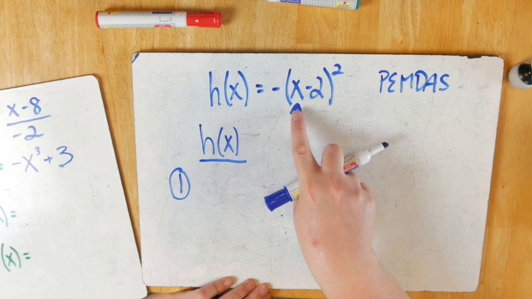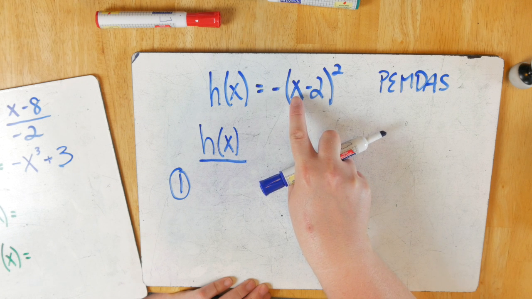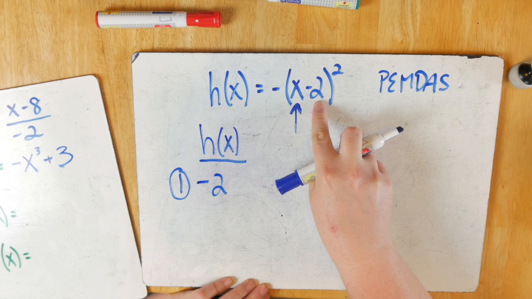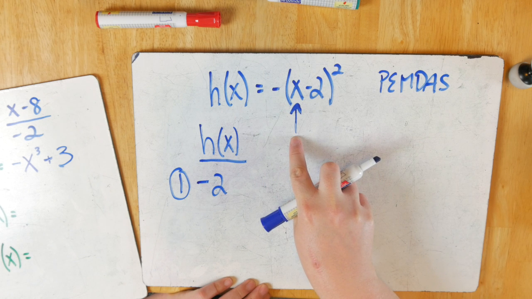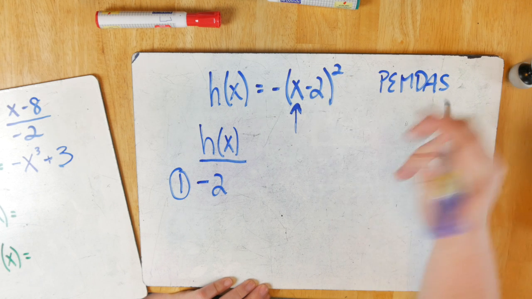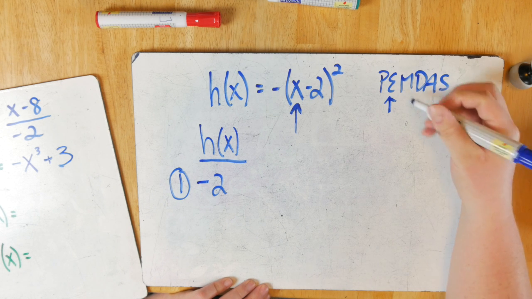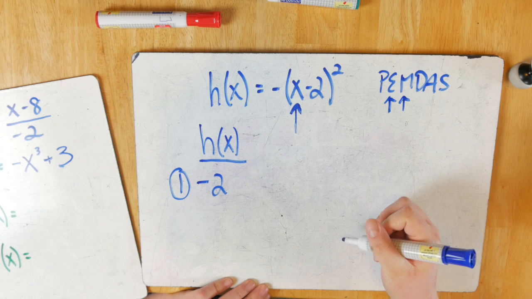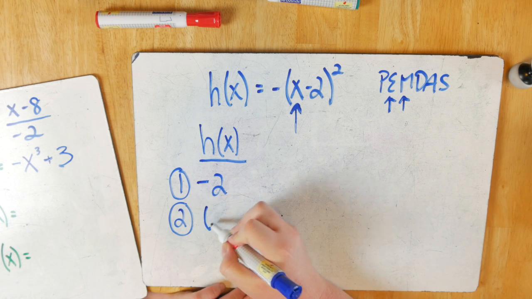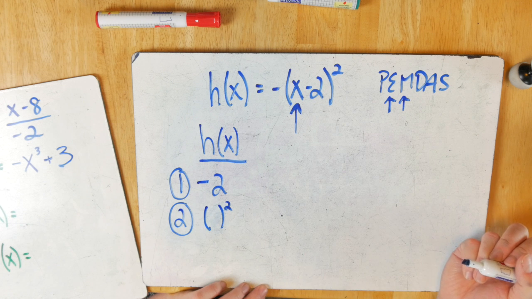So the first thing that we would have to do to some number that we plugged into the input x is we'd have to subtract 2 from it. We'd have to take away 2 from whatever input we plugged in. And again, this is where the order of operations becomes really important. The next thing that we would have to do is square it, because exponents come before multiplication. So the second thing that we would have to do is we'd have to square that value.